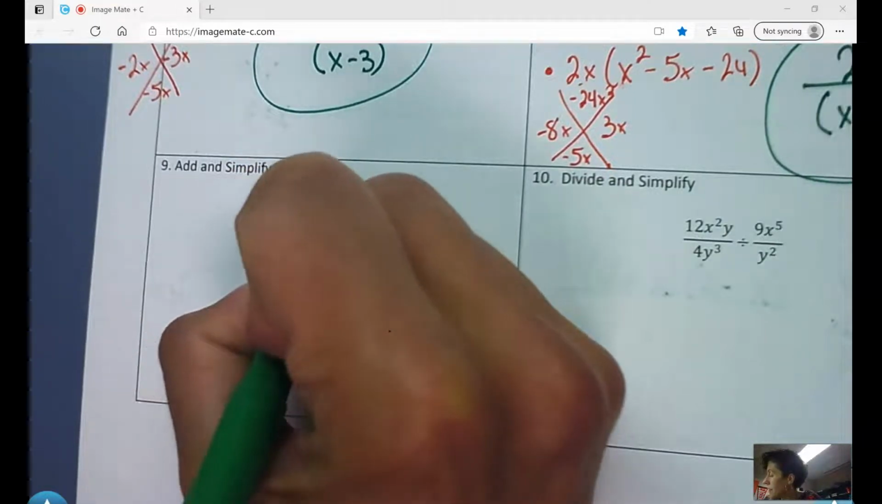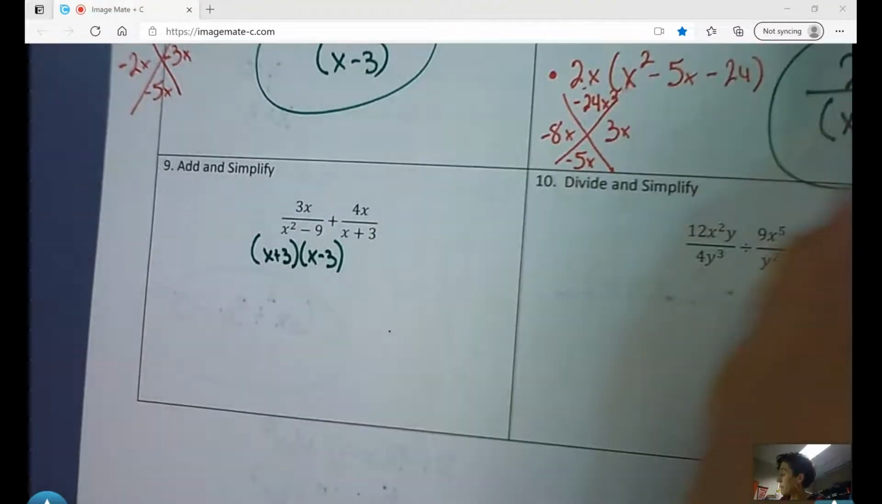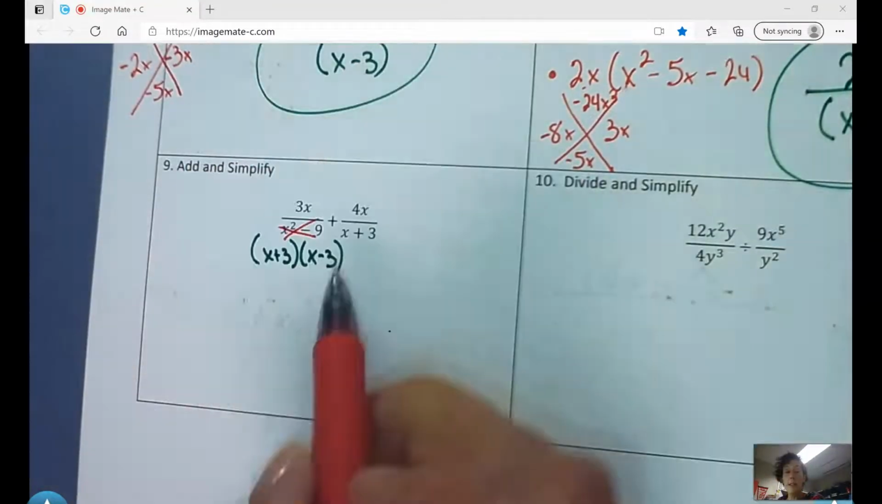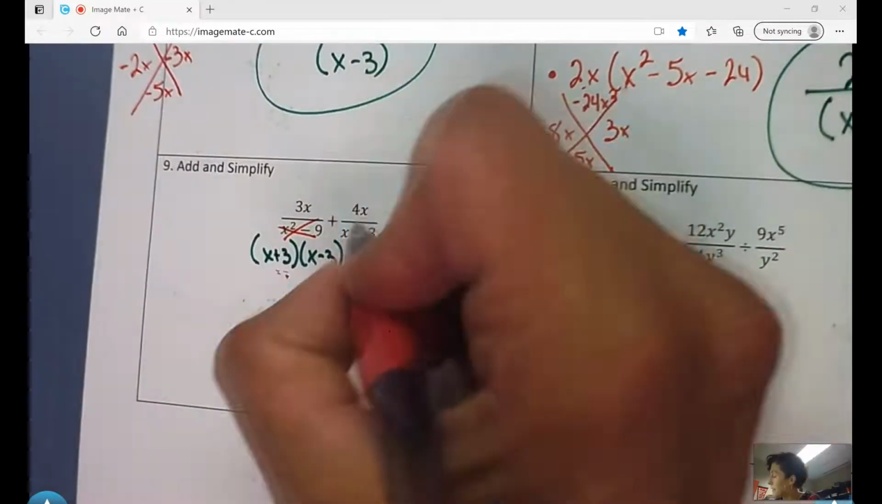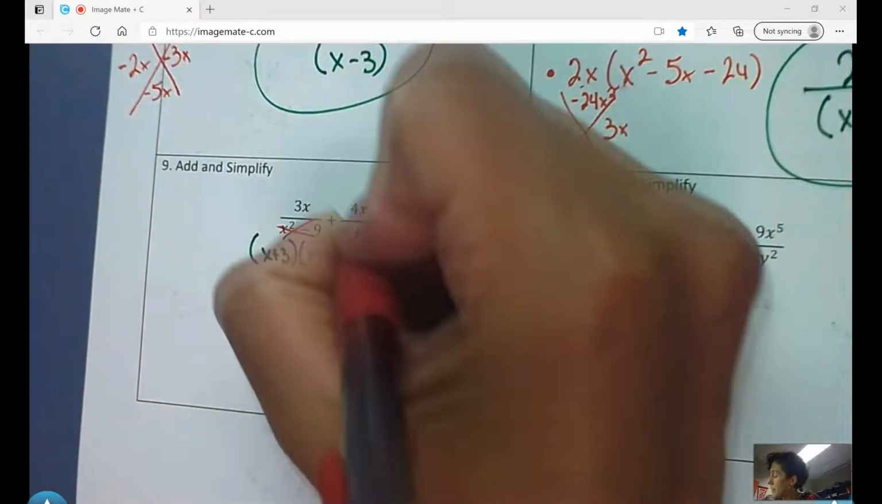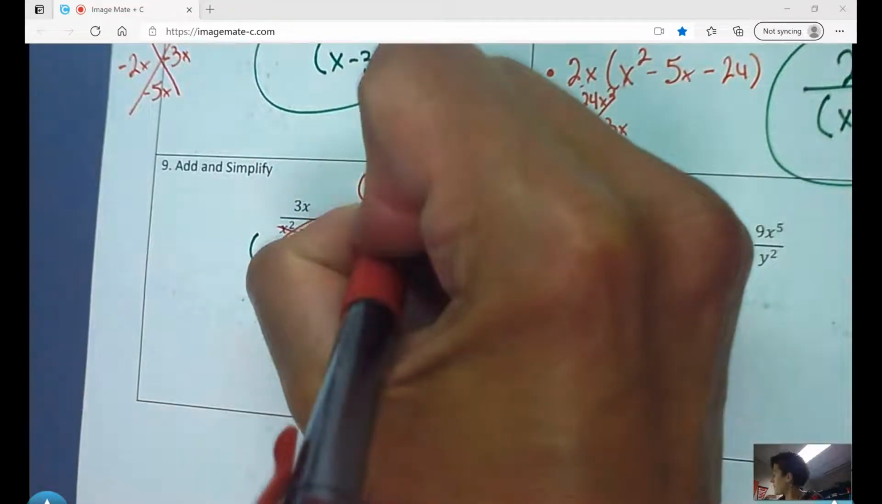And I'm hoping this is a little simpler compared to some of the others, and that you can see the least common denominator. Both fractions need this. So this has the x plus 3, but it needs an x minus 3 on bottom and on top.